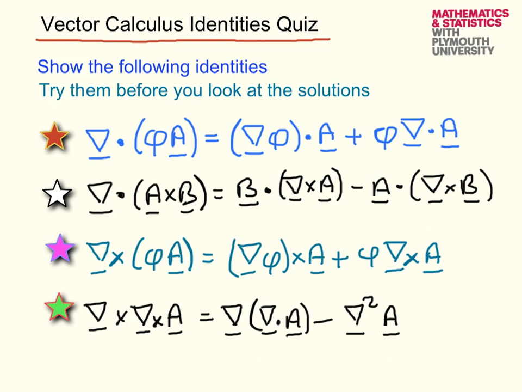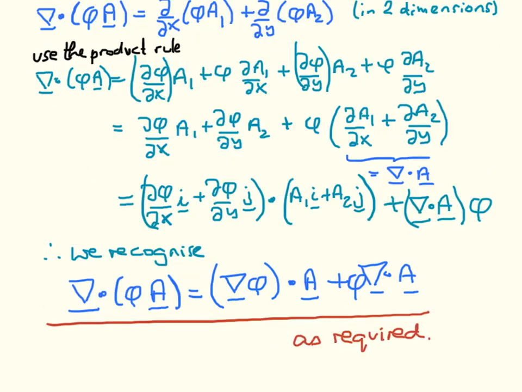Welcome back. Let's look at the solutions, and I'm going to start with this identity here. So here is the solution for the first identity. So we have a vector field multiplied by a scalar field, and that means that all of the components of A are multiplied by phi, and we're calculating the divergence of it.